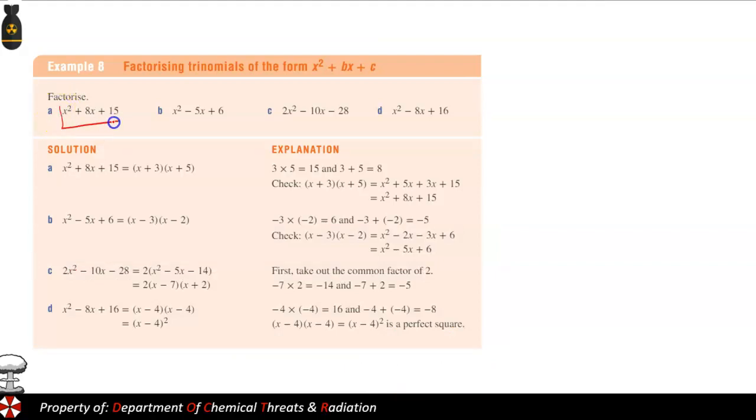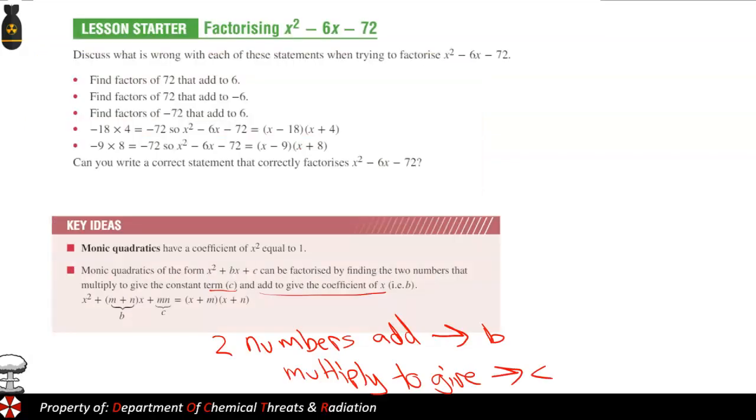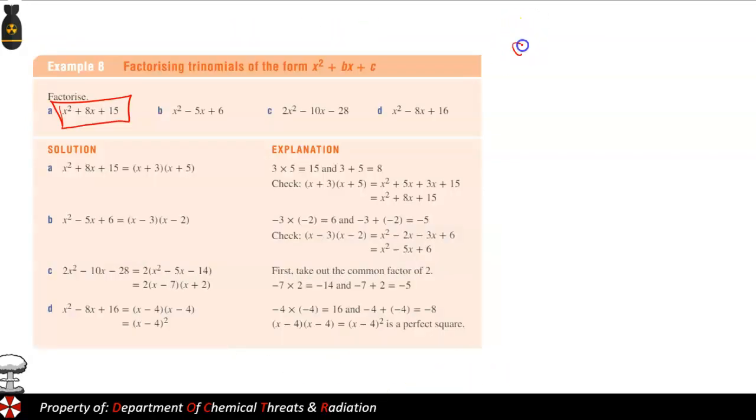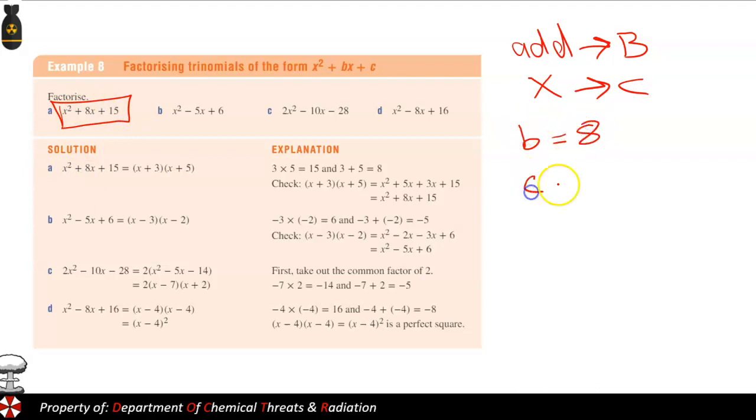So here, we want to factorize x squared plus 8x plus 15. So if you remember the process, they add to give b, they times to give c. So before we even look at the solution, look at b, in our case, equals 8, c equals 15. So what two numbers add to give us 8 and multiply to give us 15?